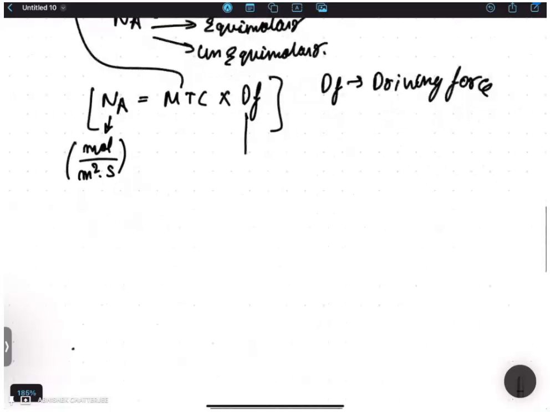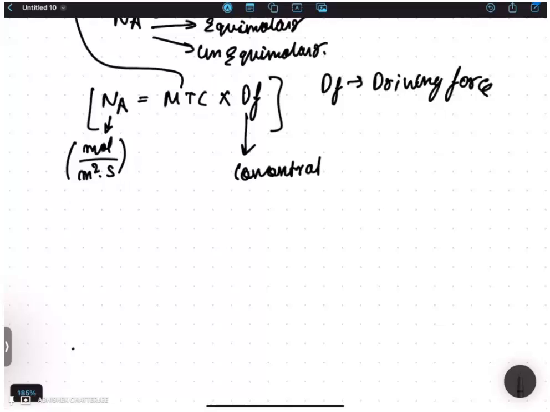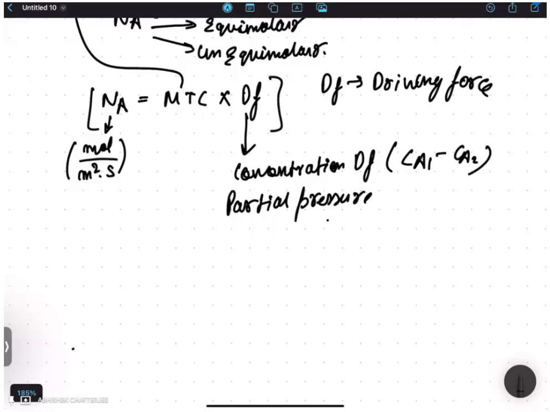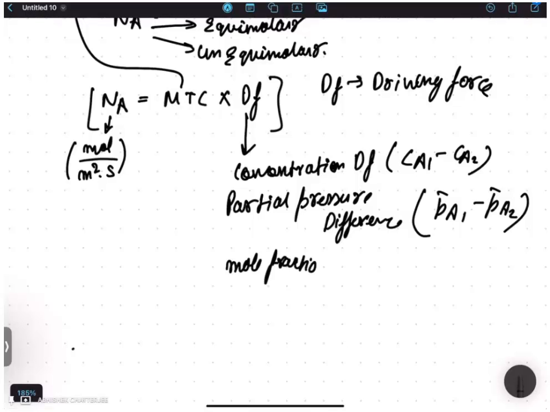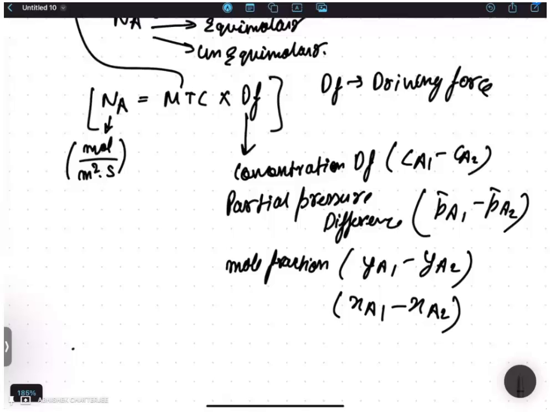Your driving force can be either concentration difference, like in this case Ca1 minus Ca2, or it can be partial pressure difference, like Pa bar 1 minus Pa bar 2, or it can be mole fraction difference, because mole fraction, if you multiply it with total pressure, will give you your partial pressure only. So like this, based on the gaseous phase and also based on the liquid phase, these are the driving forces.